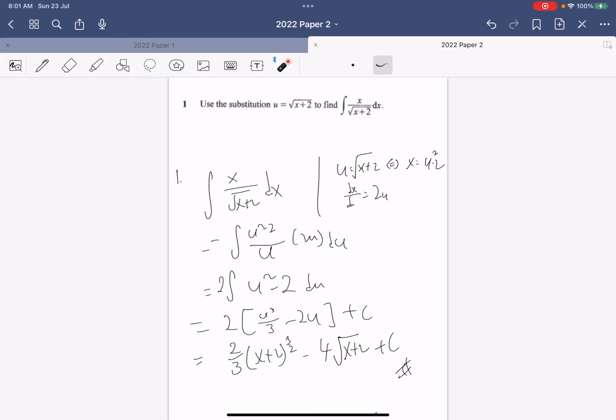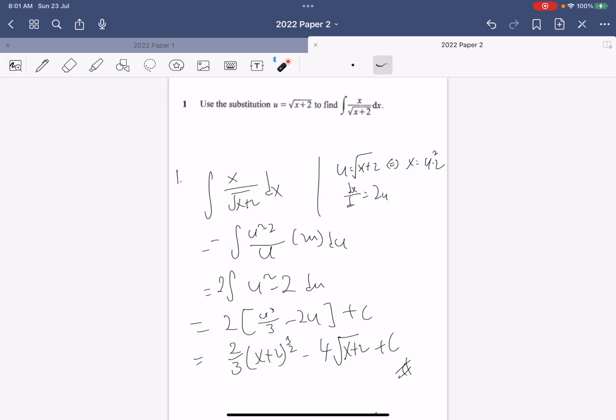Hi, in this series, we'll be starting to do the H2 Mathematics 2022 Paper 2 for Singapore. The first question begins with showing and understanding how to calculate an integral using substitution.